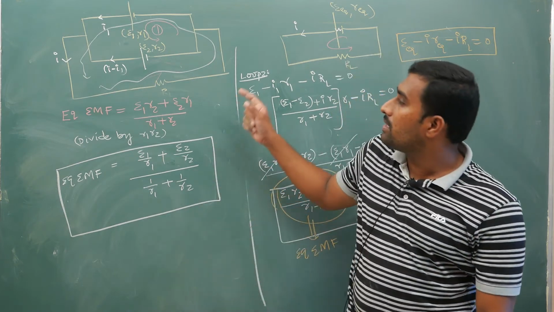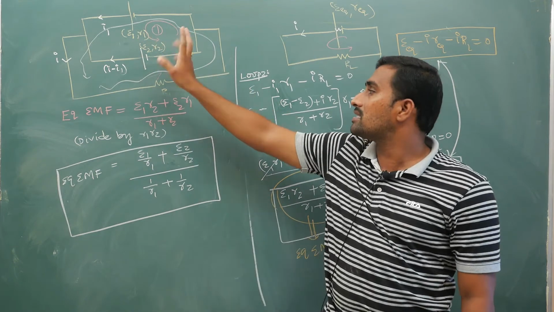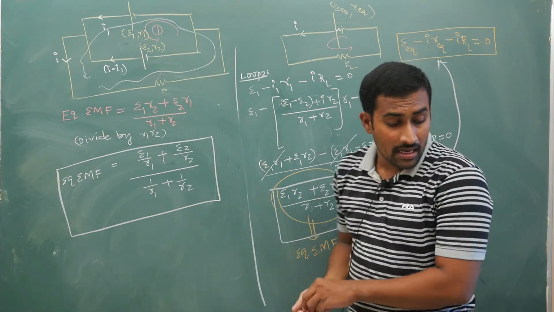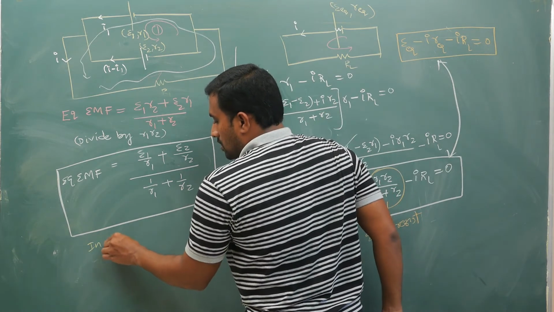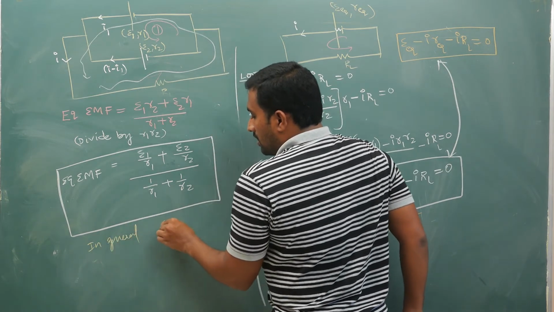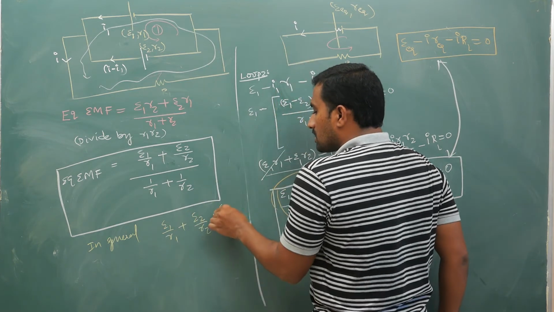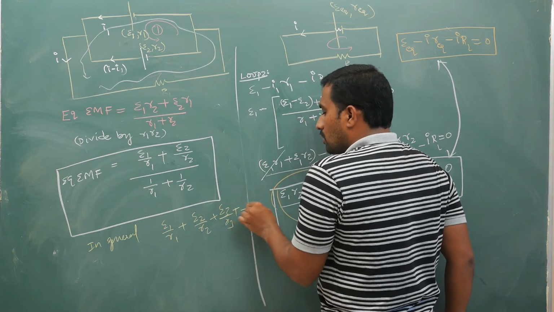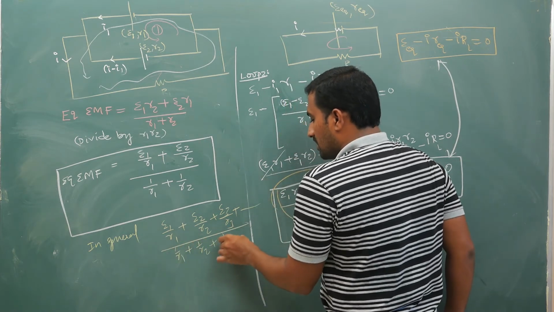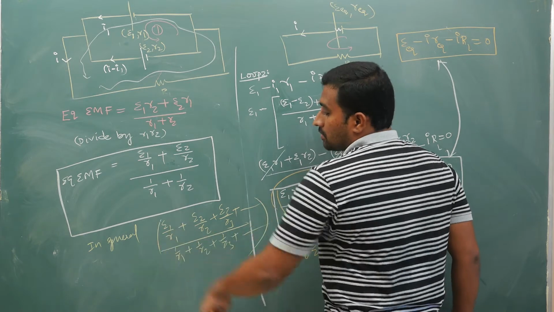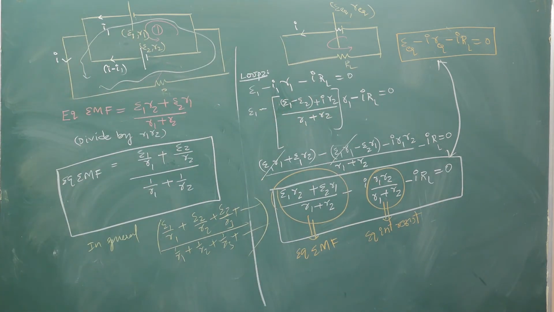So in big problems, whenever you see this kind of two cell scenario, just simply connect it like this. Now extending this logic in general, in parallel you can write (E1 by R1 plus E2 by R2 plus E3 by R3 plus so on) by (1 by R1 plus 1 by R2 plus 1 by R3 plus so on). Like this you can give the general logic when cells are connected in parallel.